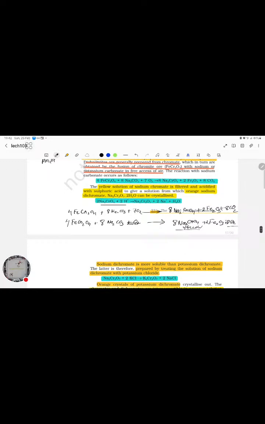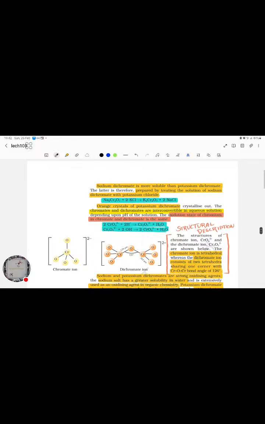Okay, so the yellow solution of sodium chromate is filtered and acidified with sulfuric acid. Now they acidify it to give a solution of orange sodium dichromate. So sodium dichromate forms, orange in color, which can be crystallized. Sodium dichromate is more soluble than potassium dichromate.